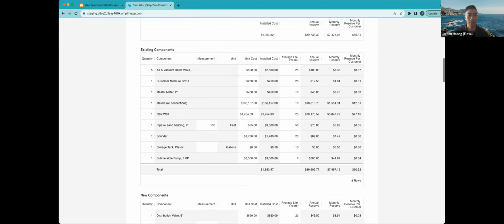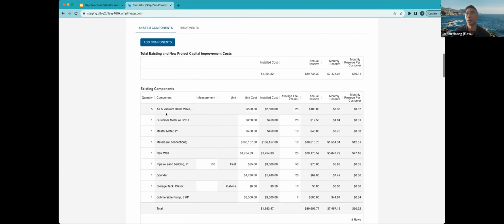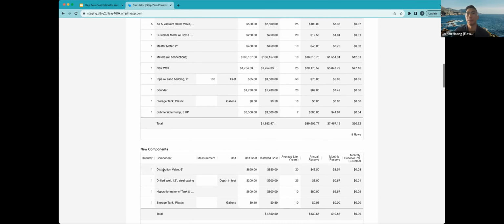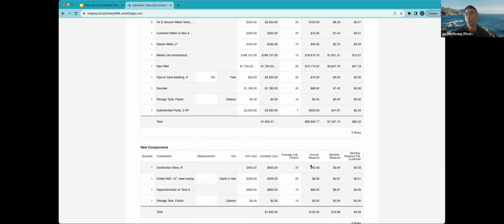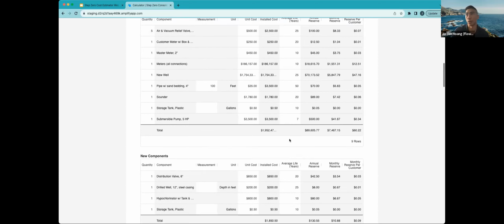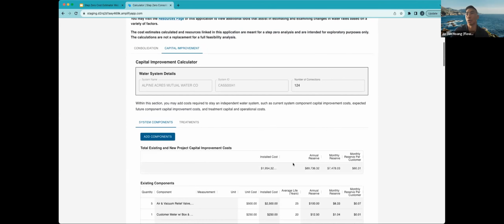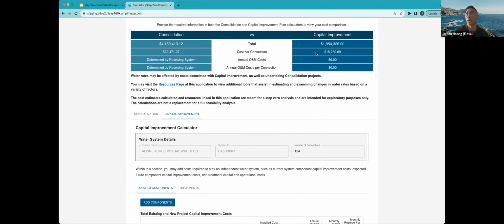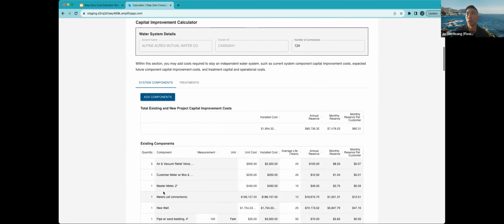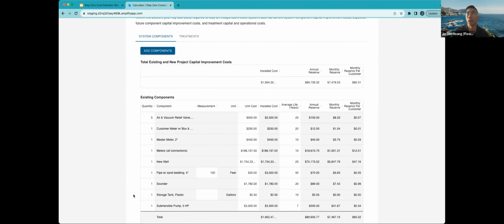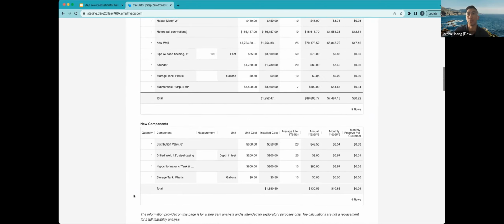So this might look familiar from the small water system budget calculator. That was the idea. But same thing down here, just for new components. And then the table breaks it down for annual reserve, and monthly per customer. The total gets brought up here as well as up into the summary table. And so yeah, that's the water system components.